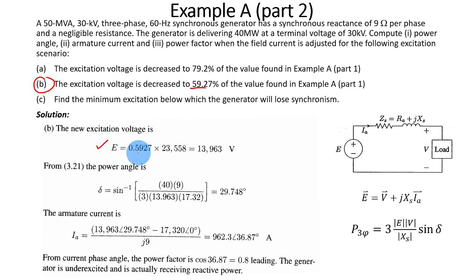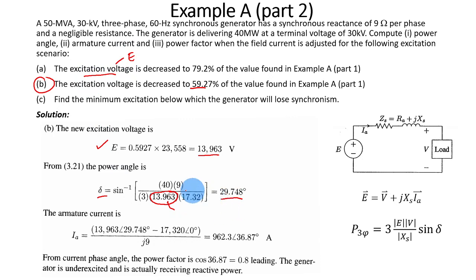So E equals 59% multiplied by 23.6558 volt, and you have the new generator voltage of 13.9 kilovolt. You repeat the same equation to find the new angle delta. You plug in the new number, except the only difference is this value here, the new generator voltage, our excitation voltage. Excitation voltage is basically E. And then you have a new angle of 29.748 degrees.